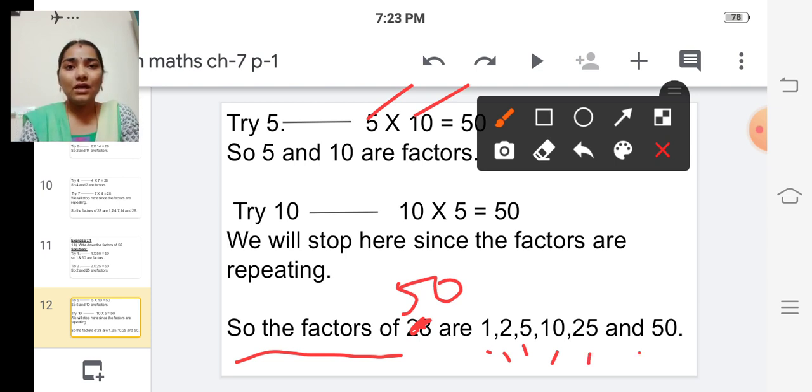Okay children, be thorough with the multiplication table, then only you can answer. Okay children, have you all understood?